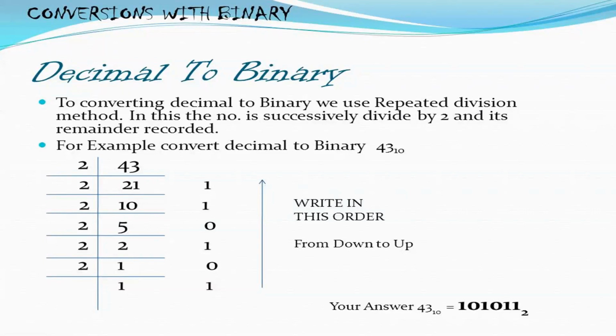Now because it cannot be further divided, I take the digits from the bottom to the top and write down the equivalent binary. Now look at the number from the bottom, children. 1, 1, 0, 1, 0, 1, 1. This arrow is very important because you have to write it from the bottom to the top, not the top to the bottom.